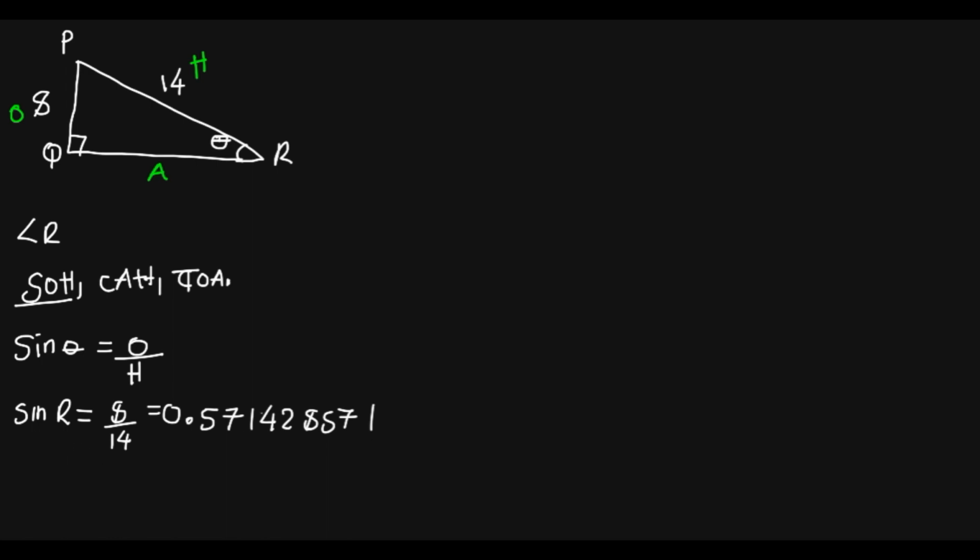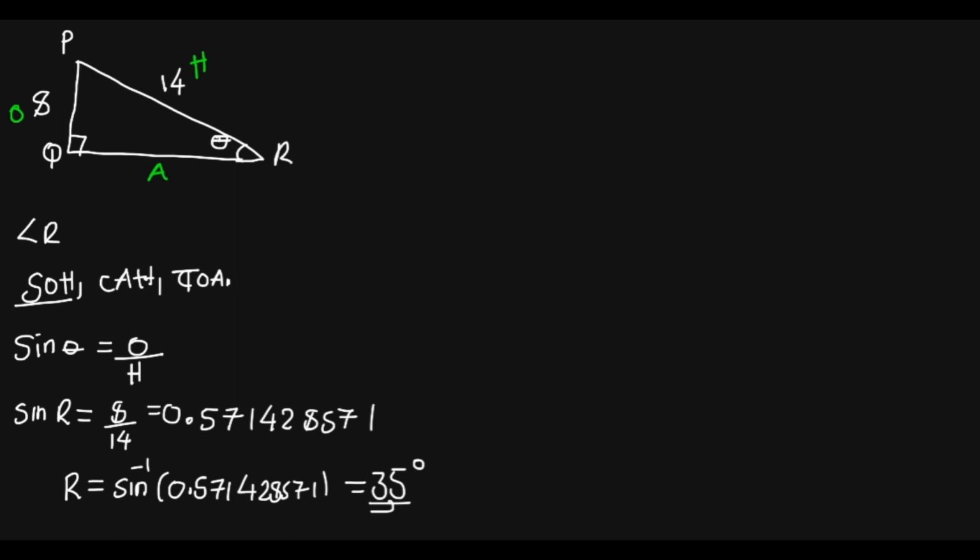0.571428571. Then what we are going to do is we need to shift the sine. If we shift the sine, we get r is equal to sine inverse of 0.571428571. Then we can now find the final answer. So you press shift, sine, answer, then my final answer is about 34.8, which is the same as 35 degrees.